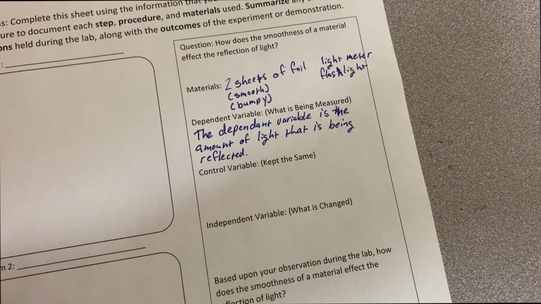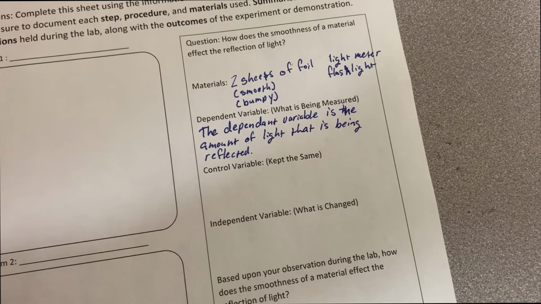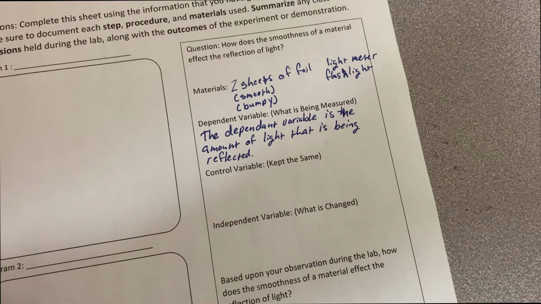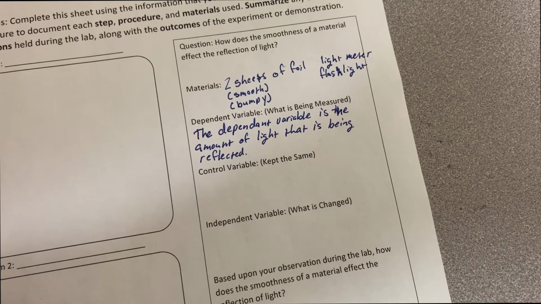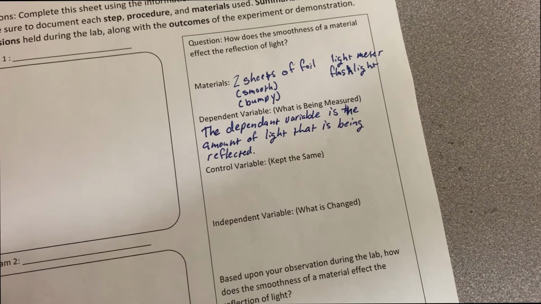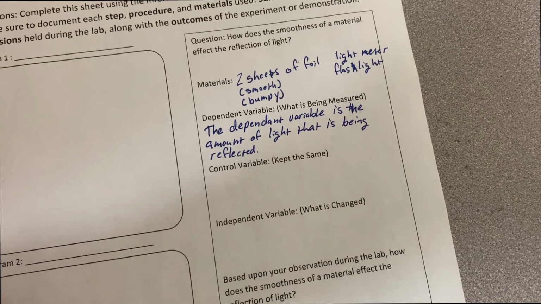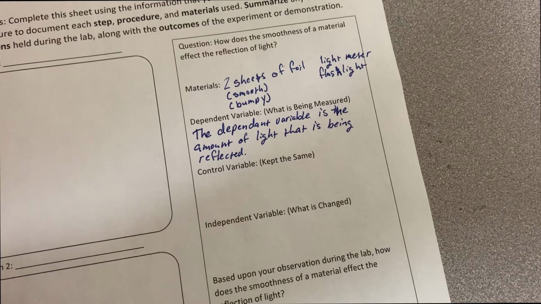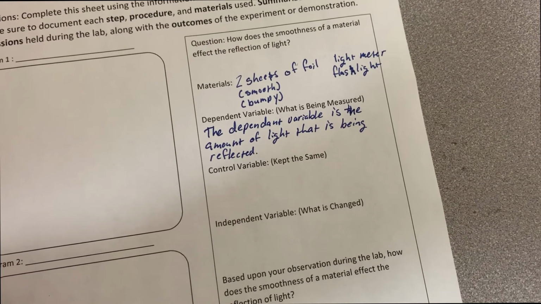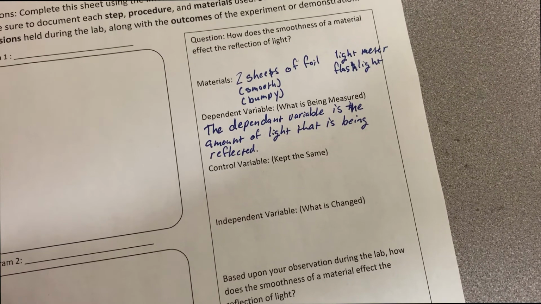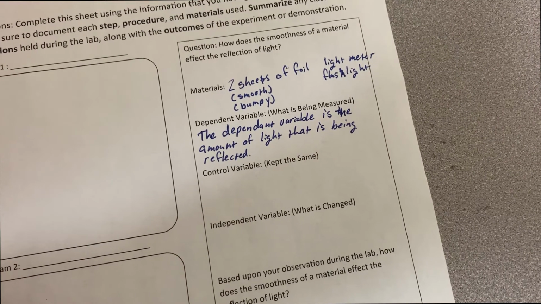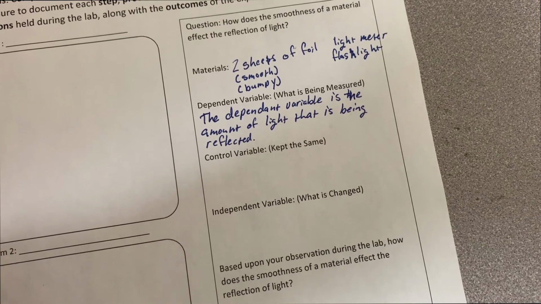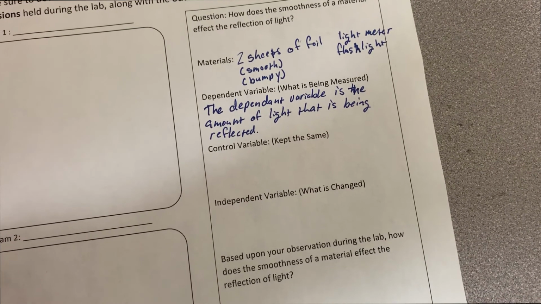So for our materials, we had 2 sheets of foil. One was smooth and the other one we made bumpy by crinkling it. We also had a light meter to capture our data and a flashlight. Now our dependent variable, this is going to be the thing that we're measuring, the outcome that we're looking for. So our question, if you remember, it says, how does the smoothness of a material affect the reflection of light? So the thing that we're measuring is how much light is being reflected by each type of foil, either the smooth or the bumpy.